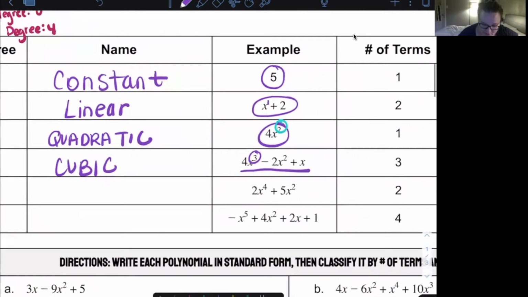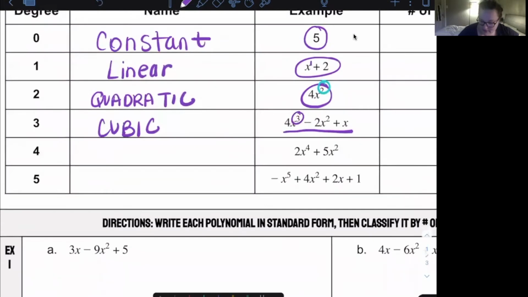A cubic trinomial. Then I see I have 2x to the 4th plus 5x squared. My highest degree is a 4. We call that a quartic. That's why I said that weird. I was thinking about the word I was about to say. We call that a quartic.